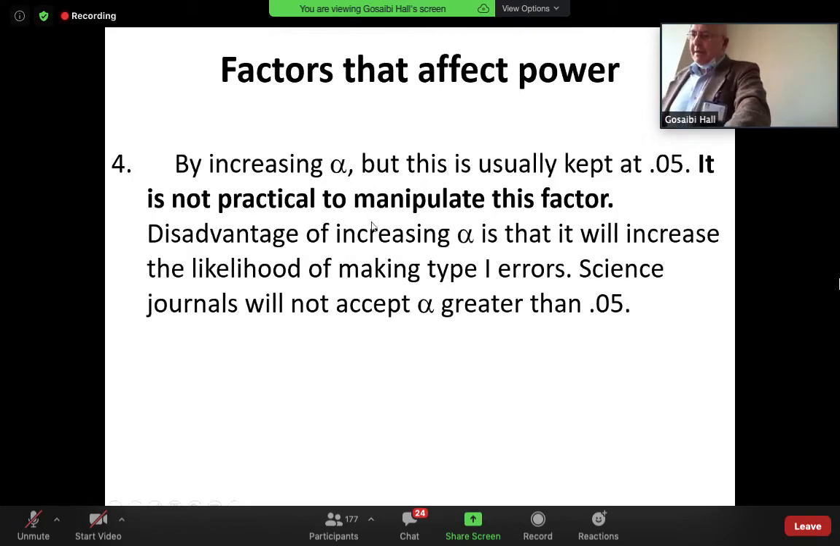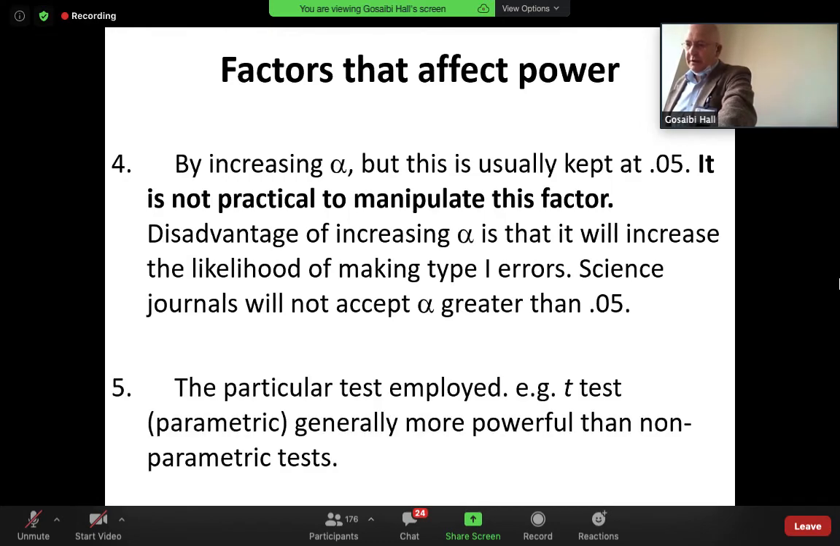So there is a problem in that if you increase alpha, obviously what you're doing then is, if the null hypothesis is true, then you're more likely to make type 1 errors. People won't believe you unless you get p-values less than 0.05. I guess that's the truth of it. The type of statistical test can make a difference.